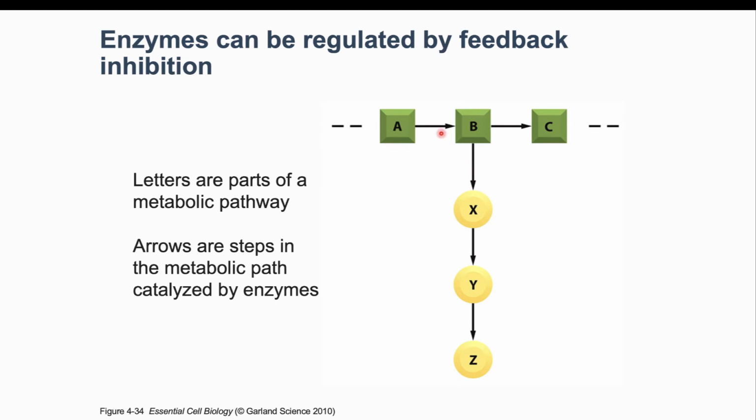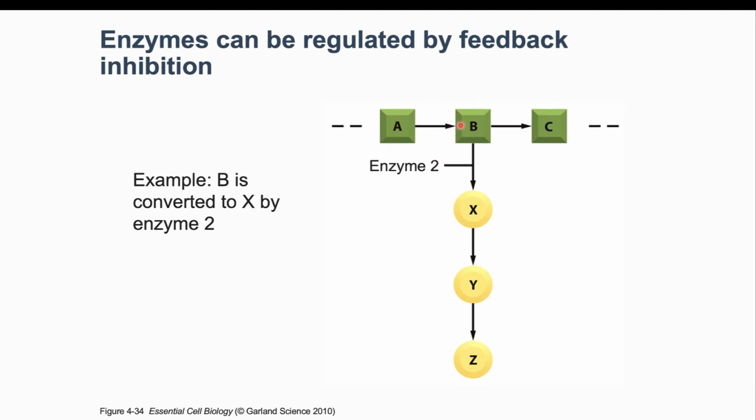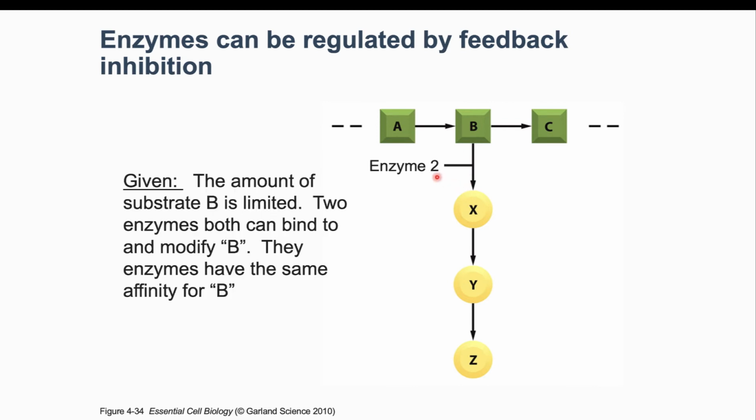The arrows in this pathway represent enzymatic activity. So there are enzymes working at each of these arrow points. This is a hypothetical biosynthetic pathway where there are two branches. Again, we would start with substrate A, which can be converted to B by something I'm calling enzyme 1. B then could be converted to X by enzyme 2 maybe. And in this situation, we're going to assume that we only have a limited amount of B.